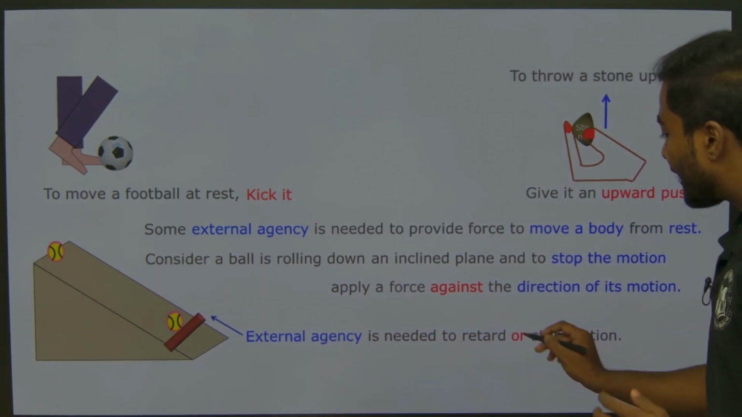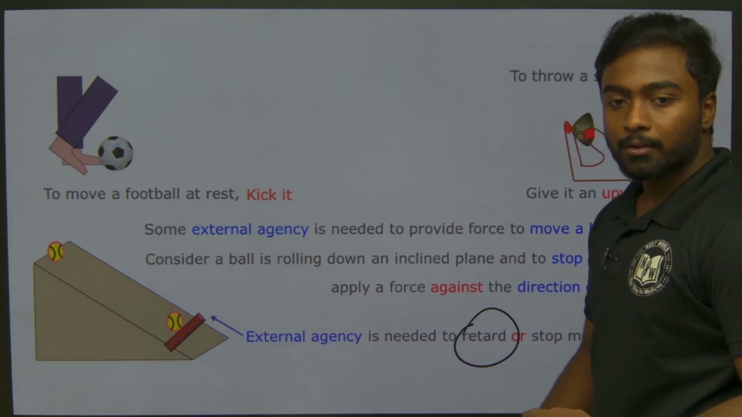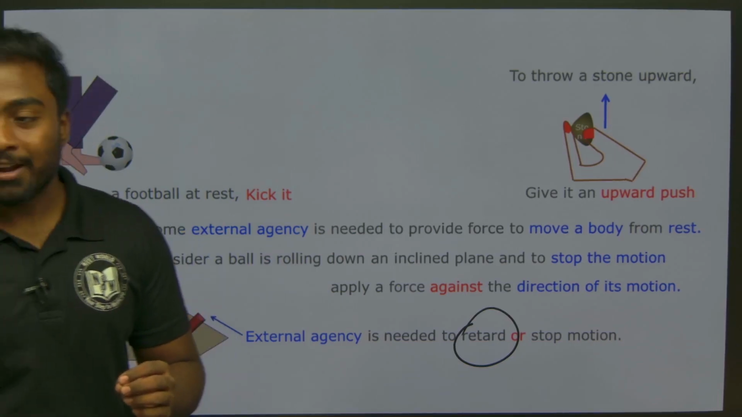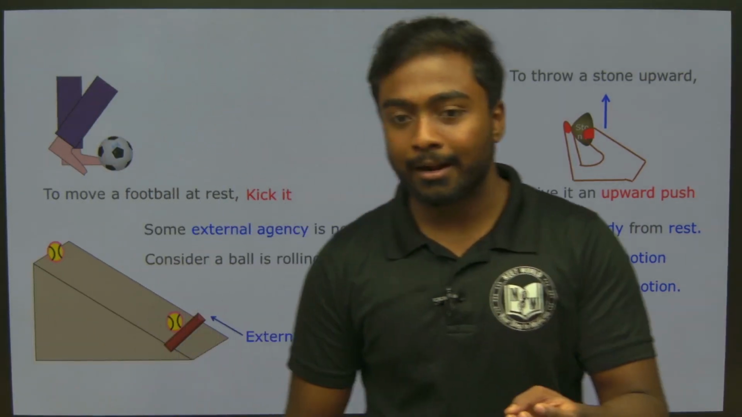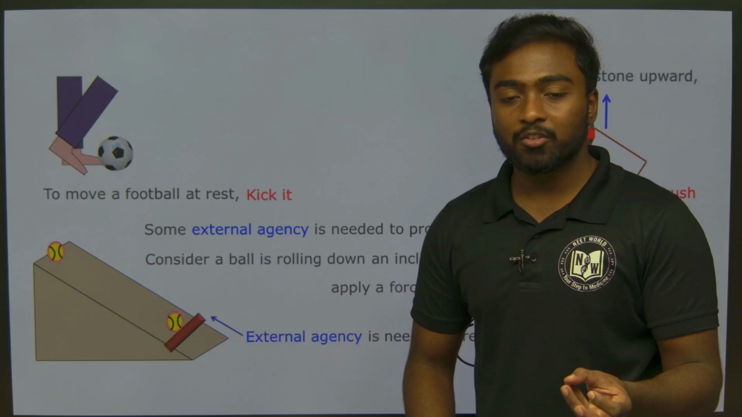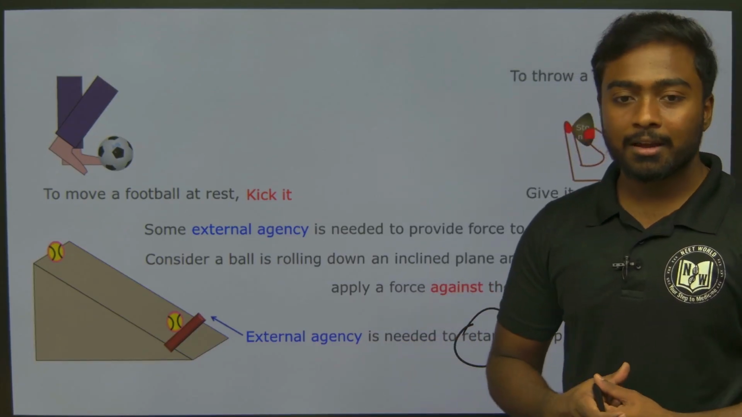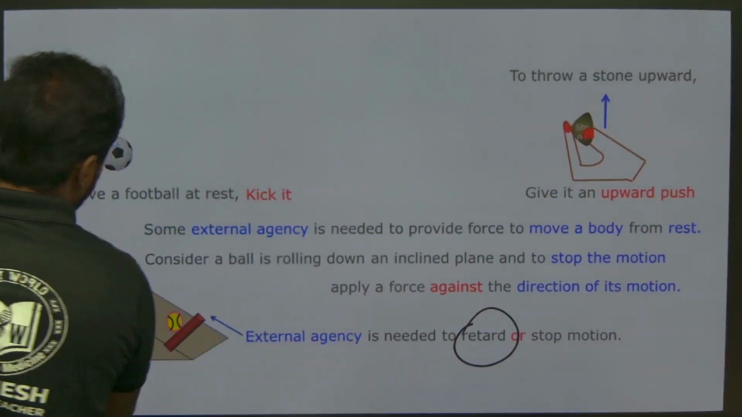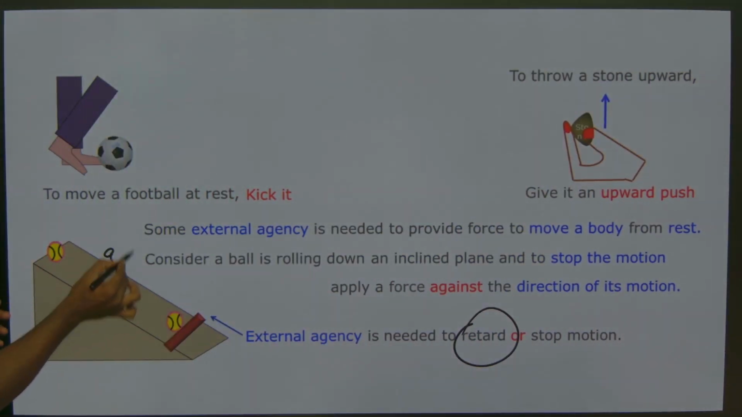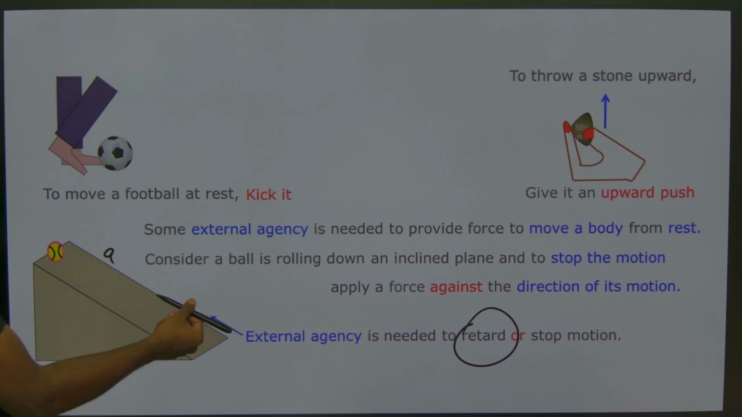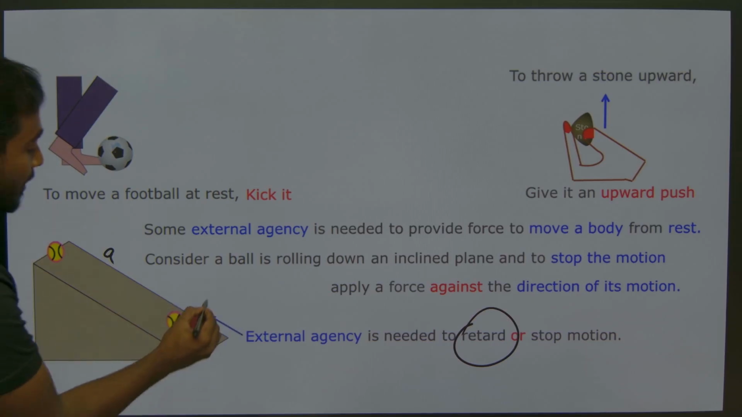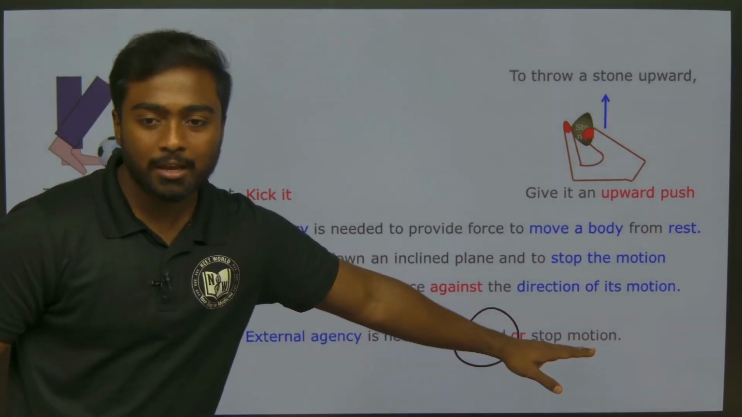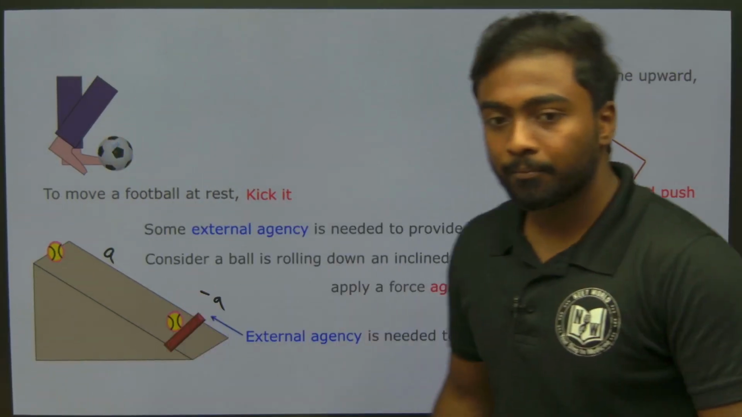What is the meaning of retard? We have seen the meaning of retardation in straight line motion, like acceleration and retardation. Acceleration is positive, retardation is negative. So if the body is moving with some acceleration A, what acceleration should I apply to stop that? Minus A. That is the meaning of retard, to stop the motion. Any doubt over here?